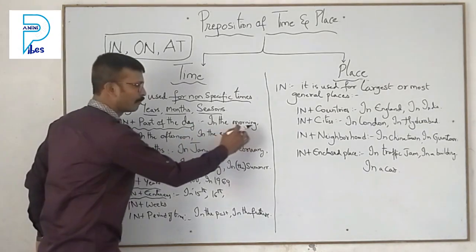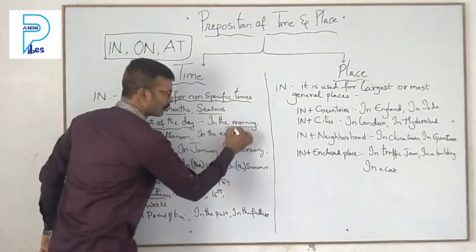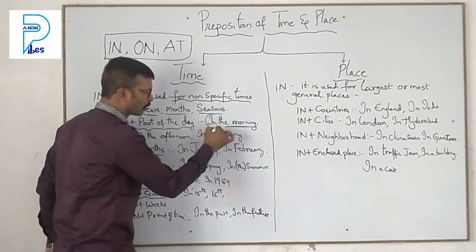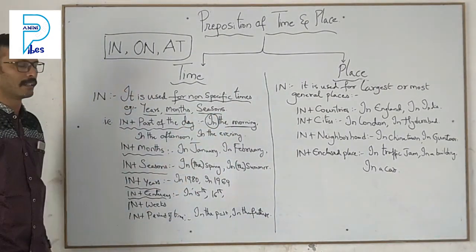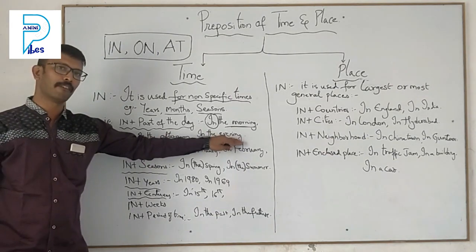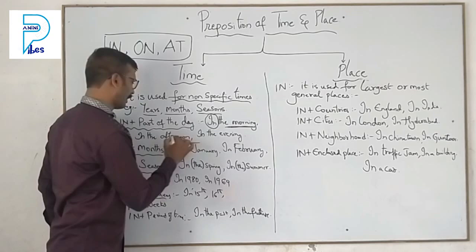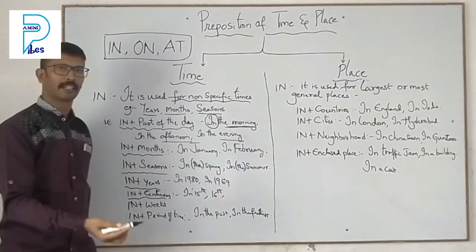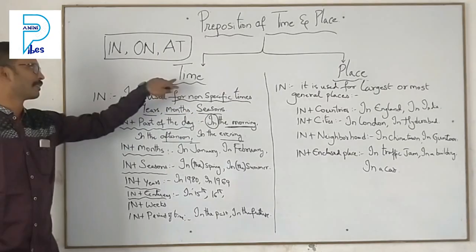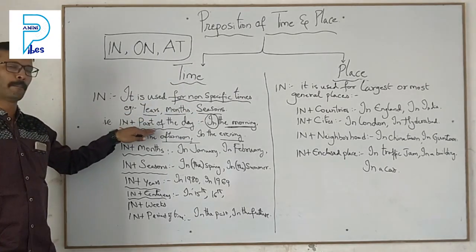For example, in the morning. Morning is a part of the day, and for that we use the preposition of time in. In the same way, in the afternoon, in the evening. Morning, afternoon, noon or evening are the parts of the day, so we use in as a preposition of time for the part of the day.